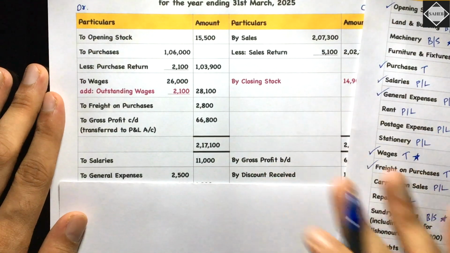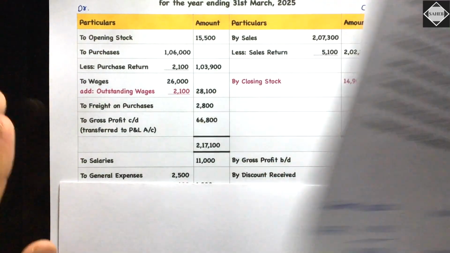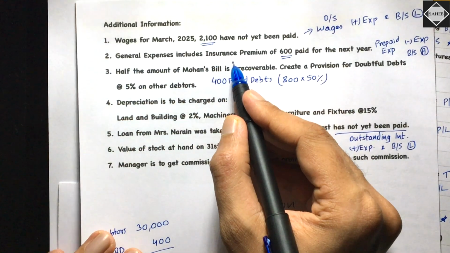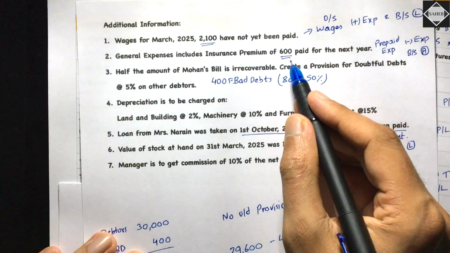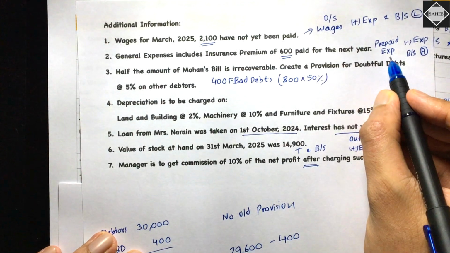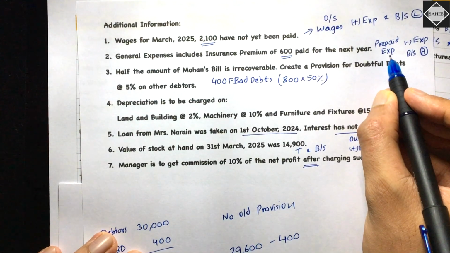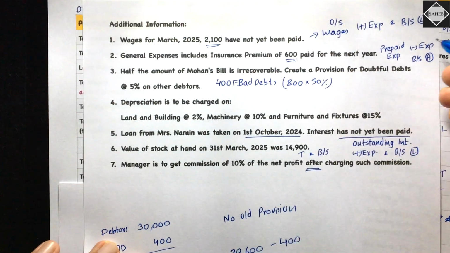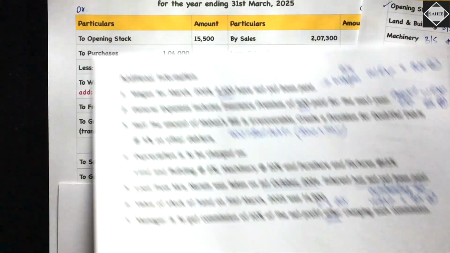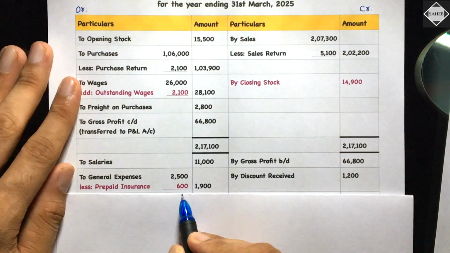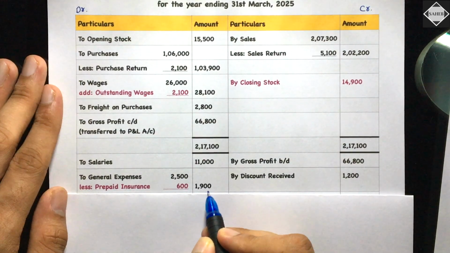What was the adjustment? The adjustment was, they said, in general expenses there is insurance premium included in that of 600, which is paid for the next year. So that was prepaid expense. We have paid in advance, so we have to remove that. How much? 600. We have to reduce the expense and recognize an asset in balance sheet. So reduce it over here. Minus prepaid insurance 600, that is equal to 1,900.